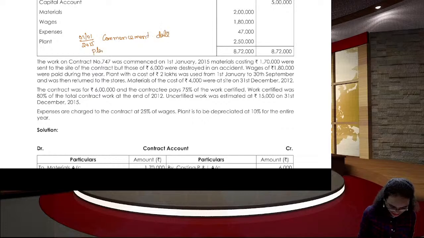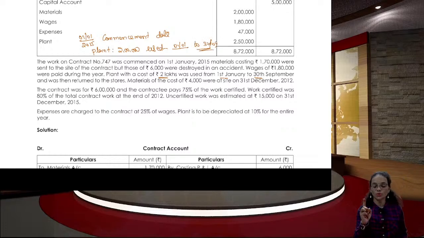And the plant worth 2 lakhs was used from 1st January to 30th September. In the sense, 9 months only, the plant was used for 9 months. The value of the plant was 2 lakhs rupees. Right. And then it was returned to the stores.